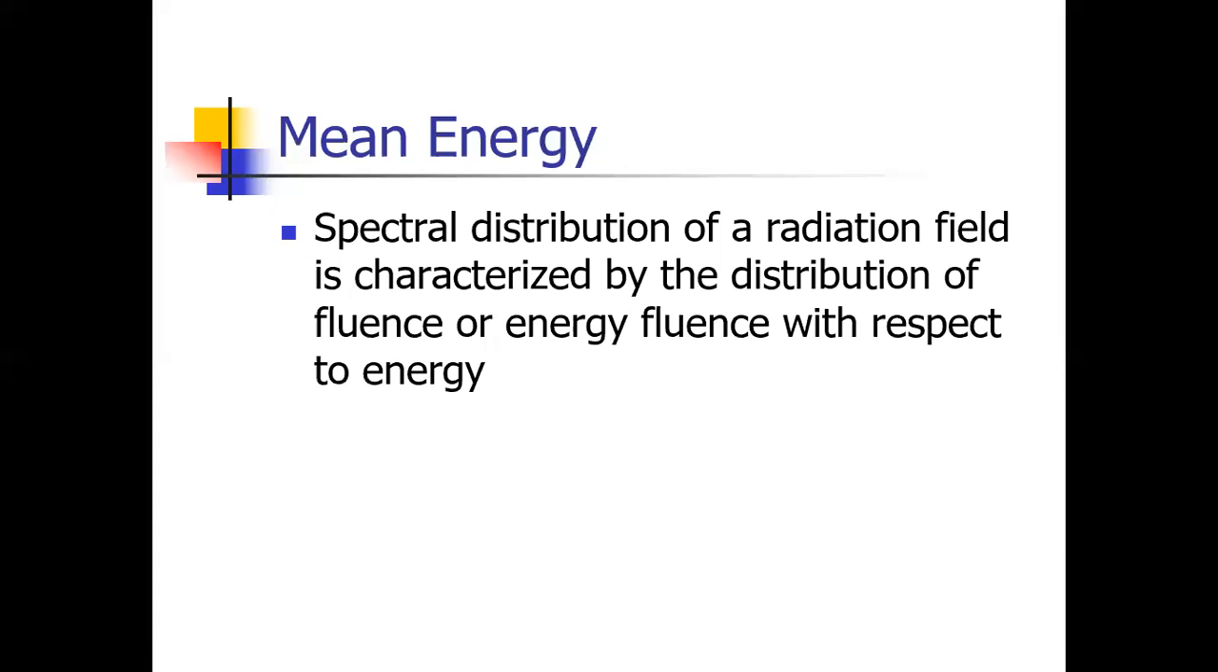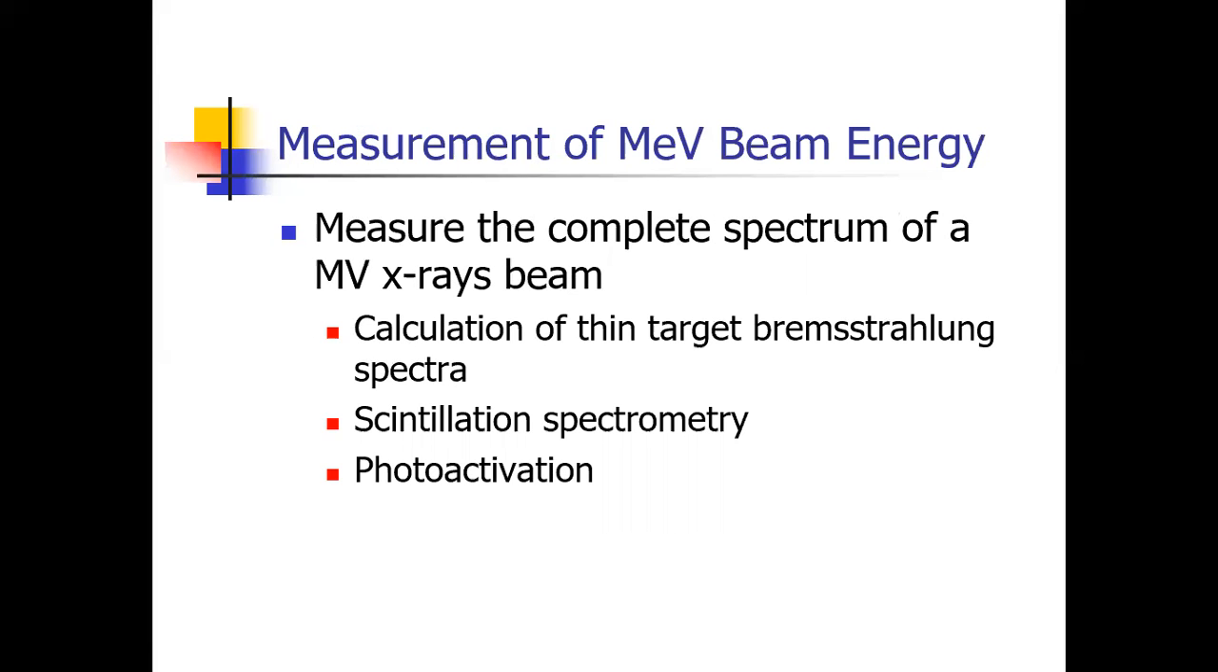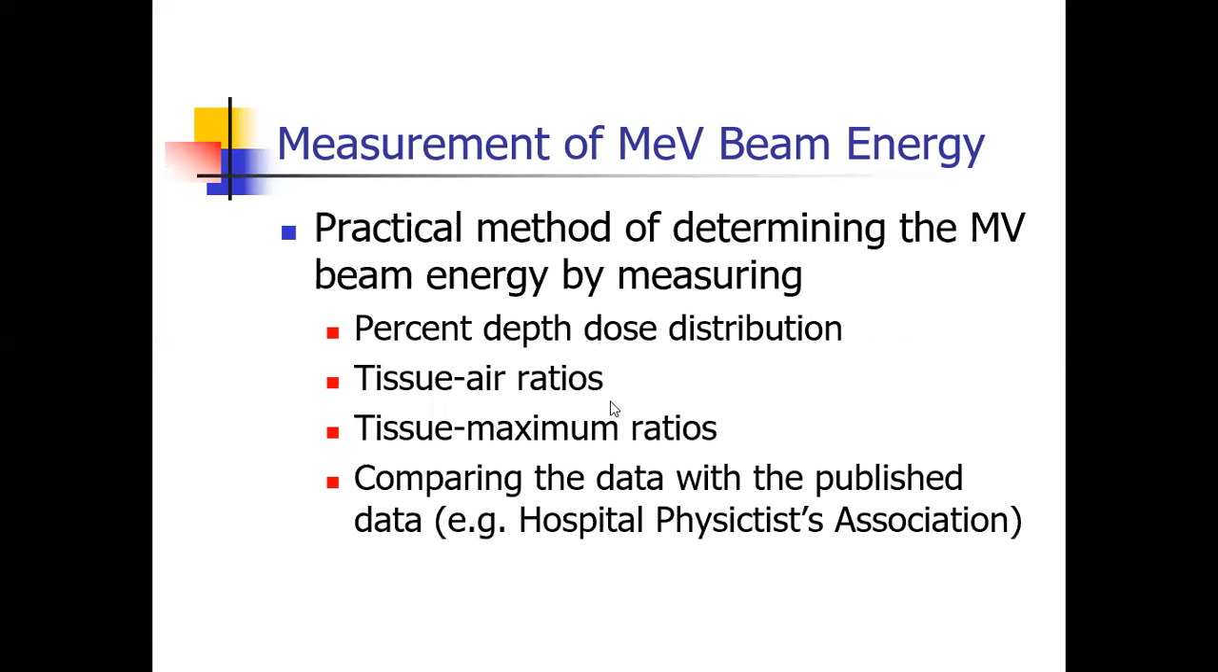So the mean energy, average energy, is the spectral distribution of a radiation field. It is going to be characterized with a distribution of fluence or energy fluence with respect to energy. In other words, it's going to be spread all over the place. So what's going to be the average? We're going to measure the complete spectrum of an MV X-ray beam. Calculation of thin target Bremsstrahlung spectra. We can also involve scintillation spectrometry and photoactivation.